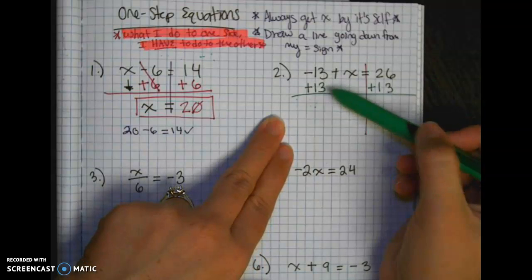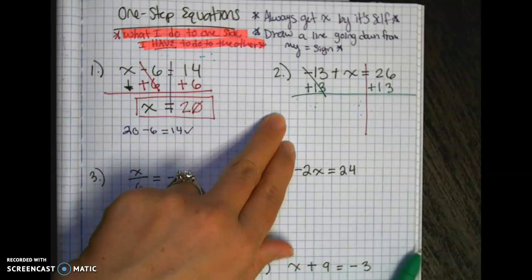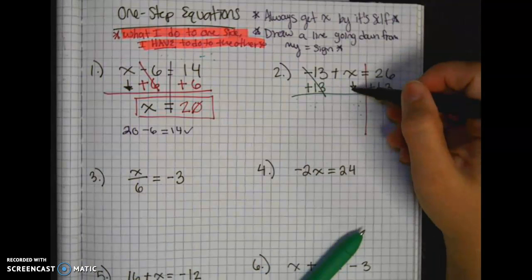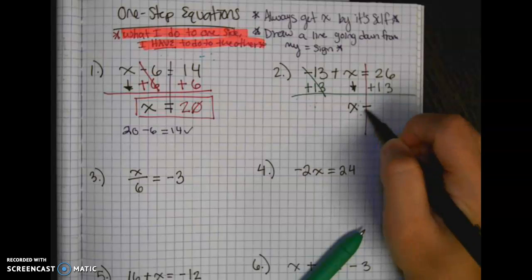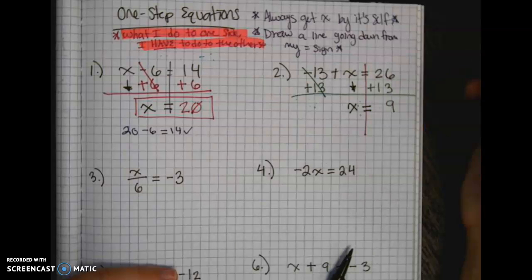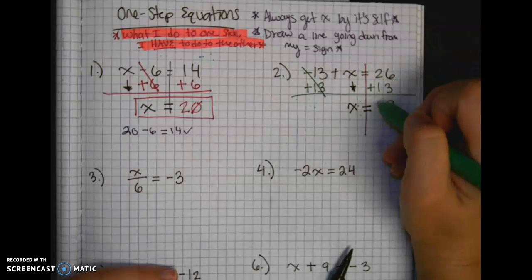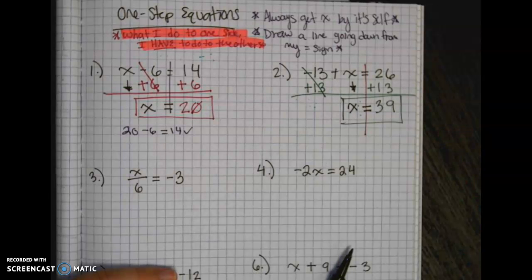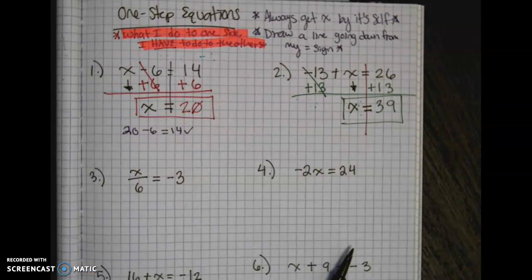These cancel out, and I'm left with just the x on this side. 26 plus 13: 6 plus 3 is 9, 2 plus 1 is 3. So I have 39. Take a moment, breathe, and get ready for the next two.